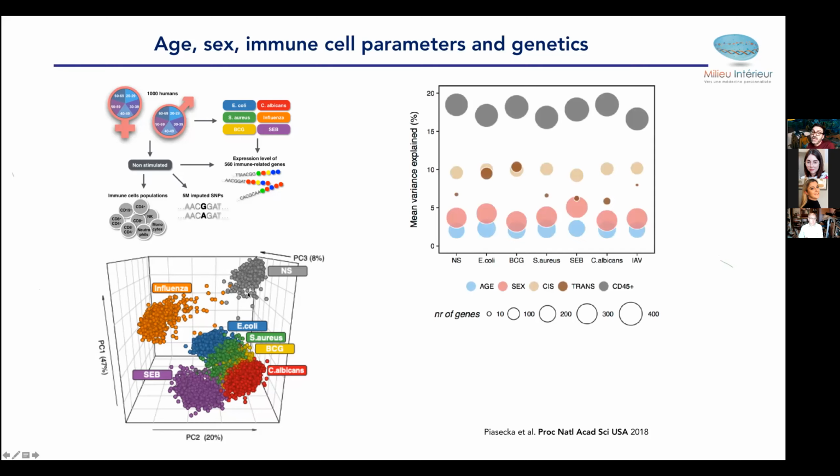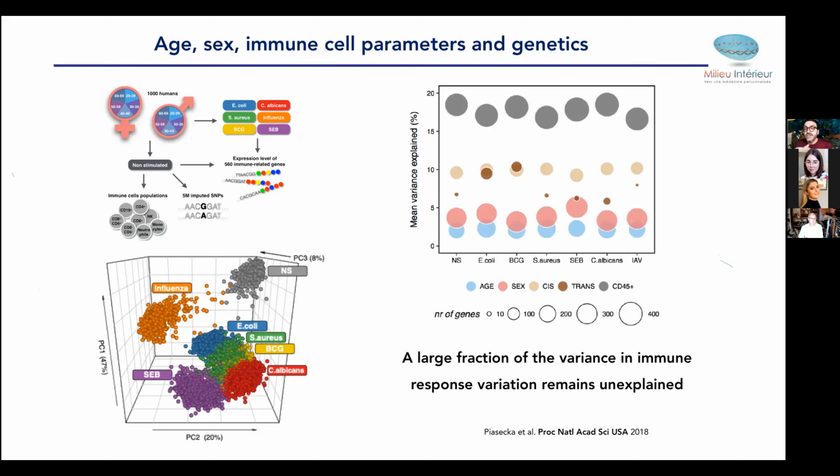And what we show is that 20% of the variance in transcriptional responses to infection is basically explained by our natural differences in immune cell types in our blood, followed by genetics, here acting in cis or in trans, followed by sex and age. Of course, this is an average across all immune genes. There are some genes whose response to infection is 60% explained by genetics, and other genes whose variation is mainly explained by sex or age. But still, a large fraction of the variance in immune response variation remains unexplained.